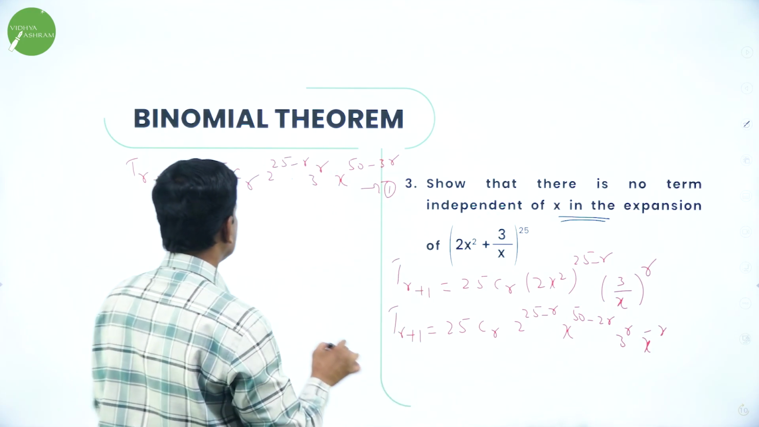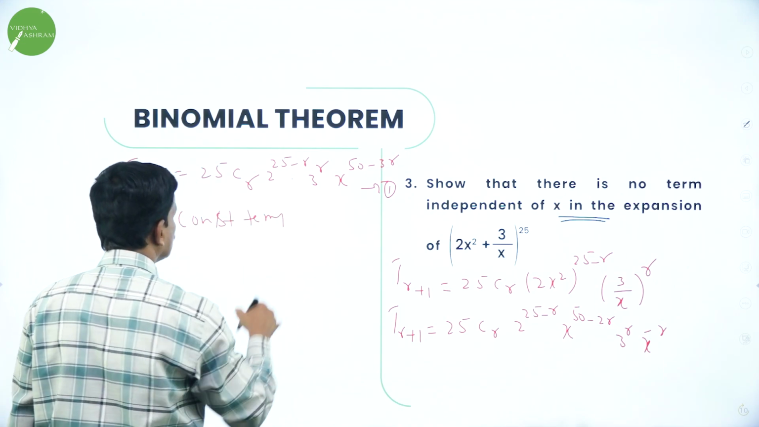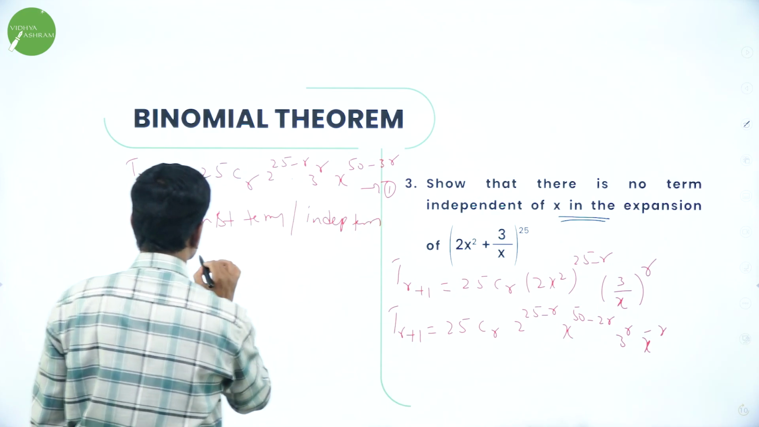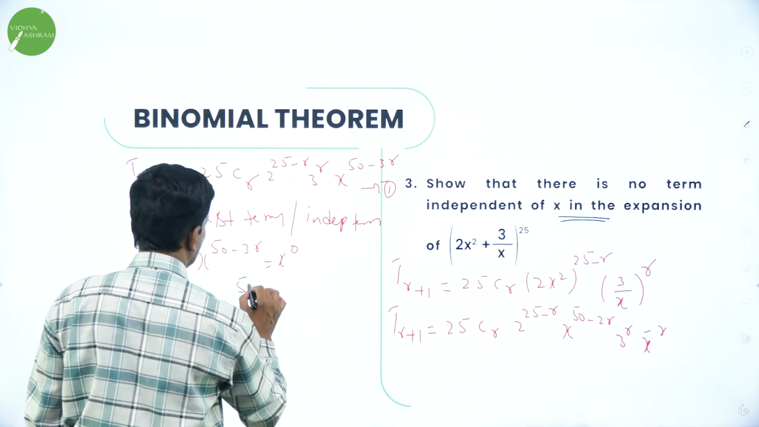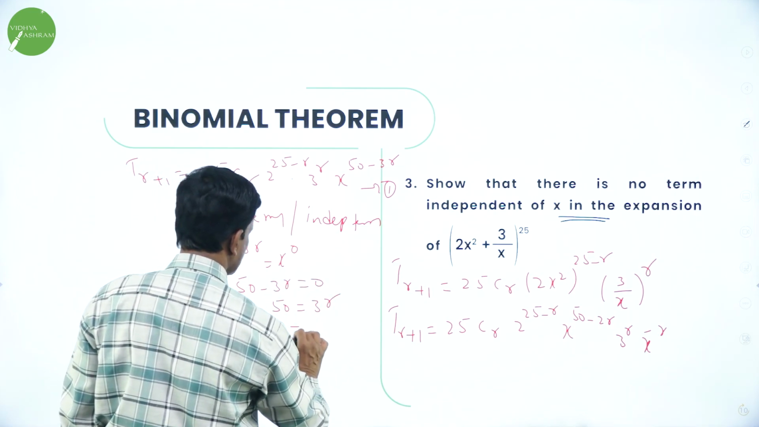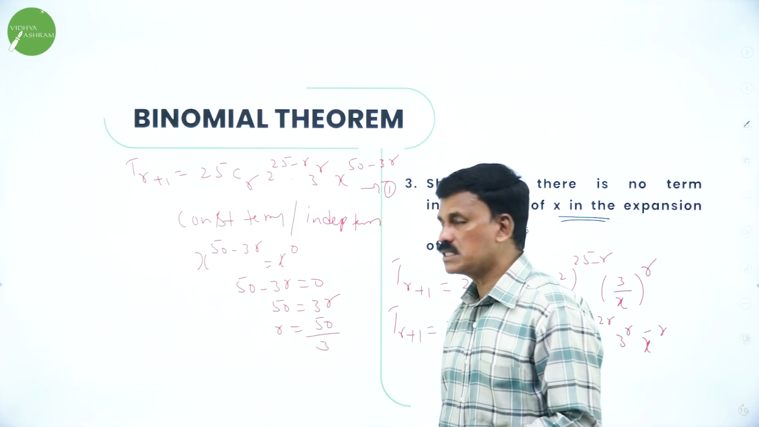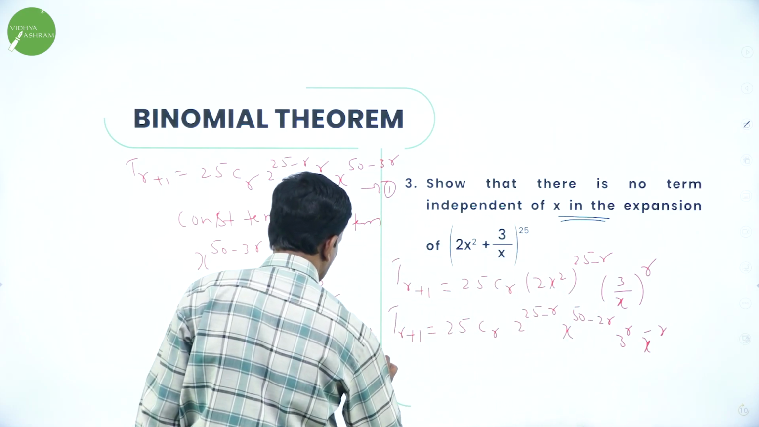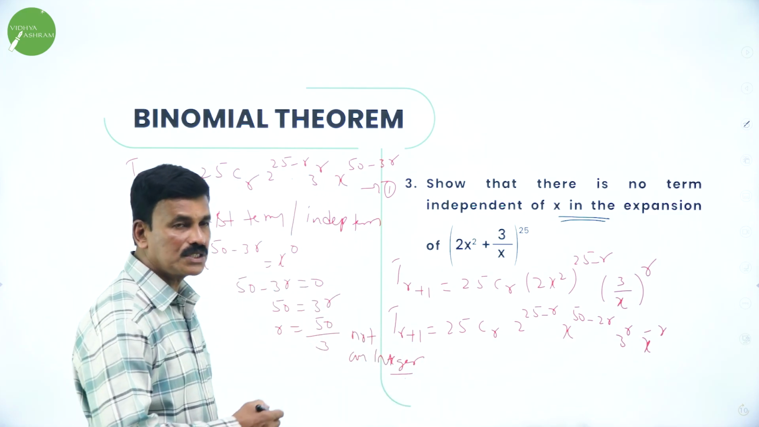Now for the constant term or independent term, equate this. x to the power of 50 minus 3r is equal to x power 0. 50 minus 3r is equal to 0, 50 is equal to 3r, r is equal to 50 by 3. Now what do you say? 50 by 3 is not an integer. r should be an integer. So 50 by 3 is a fraction, this is not an integer.